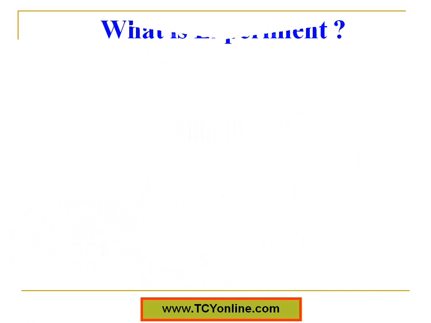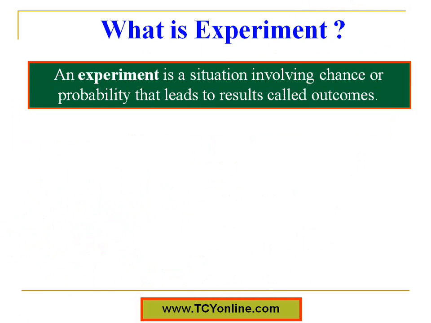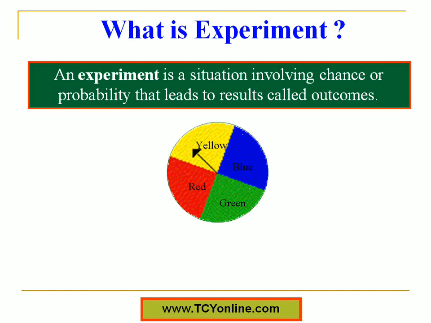Now before moving to probability, let's look at the meaning of few common terms. First is experiment. An experiment is basically a situation involving chance or probability that leads to the results called outcomes.